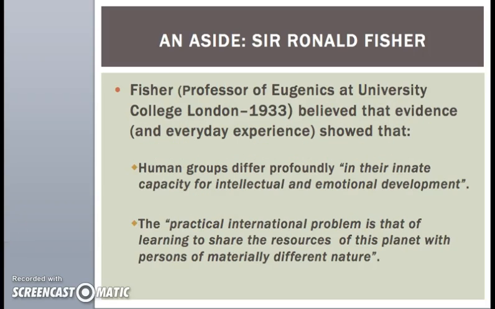So here's a little aside about Sir Ronald Fisher, just FYI. By 1933, Sir Ronald Fisher had become a professor at the University College of London in the eugenics department. And he believed that both statistical evidence and everyday experience showed two things. One, that human groups differed profoundly, quote, in their innate capacity for intellectual and emotional development, unquote.